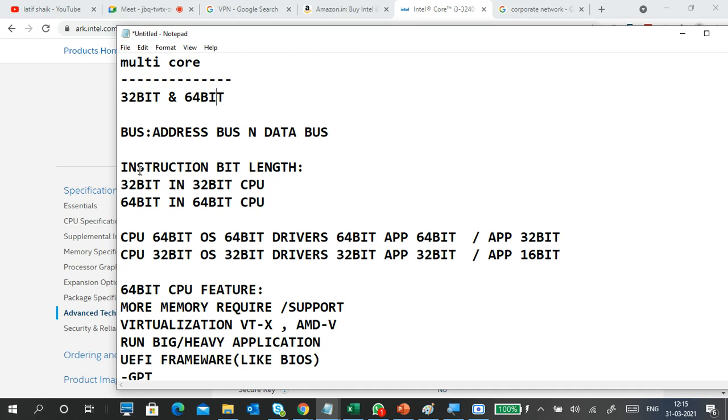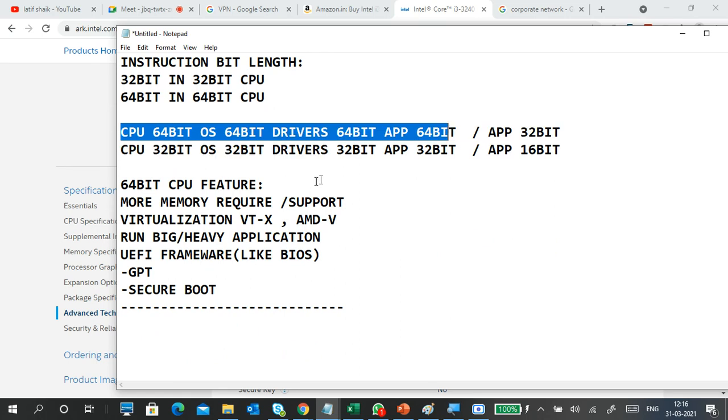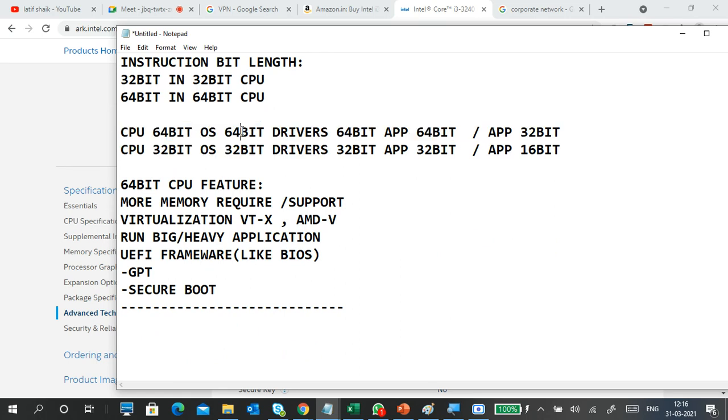The bit type depends upon the instruction set: a 32-bit instruction set in a 32-bit CPU, a 64-bit instruction set in a 64-bit CPU. Whenever you use a 64-bit CPU, you have to use a 64-bit operating system, 64-bit drivers, and 64-bit applications. And if you are using 32-bit, everything must be 32-bit.